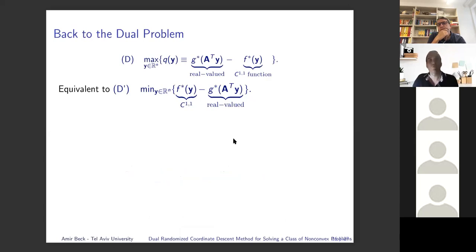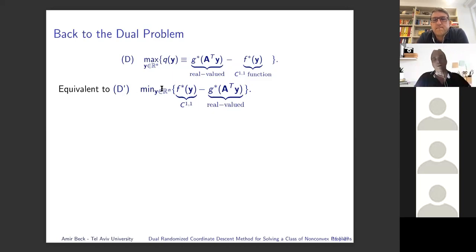Okay, so let's go back to the dual problem. This is the dual problem, maximization of the dual objective function, which is G star of A transpose Y minus F star Y. And again, I'm reminding you that G star is real valued. This was because we assumed that G has a compact domain. And F was strongly convex, so F star is a C^1,1 function.